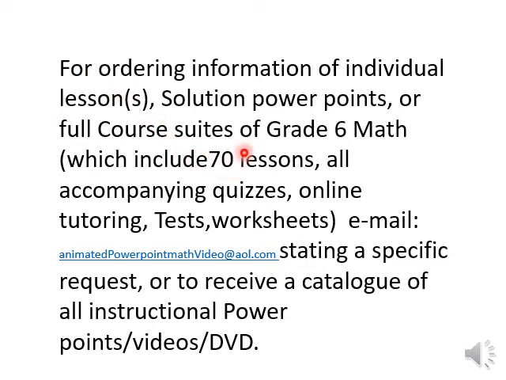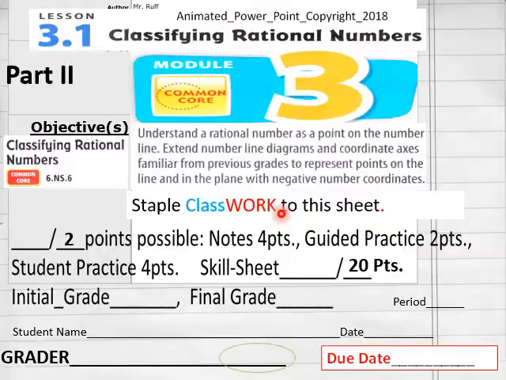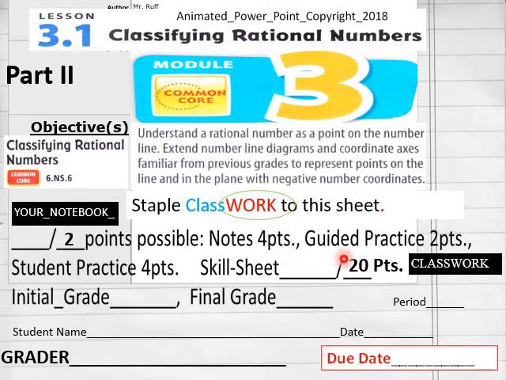Hello everybody, getting ready to do 3.1 part 2 classwork today for 6th grade math. On your classwork sheet you've got 20 points. Have that out ready to go, students, and you'll have 2 points that are going to your notebook or your notebook guide. Have that ready. 3.1 part 2, classifying rational numbers.